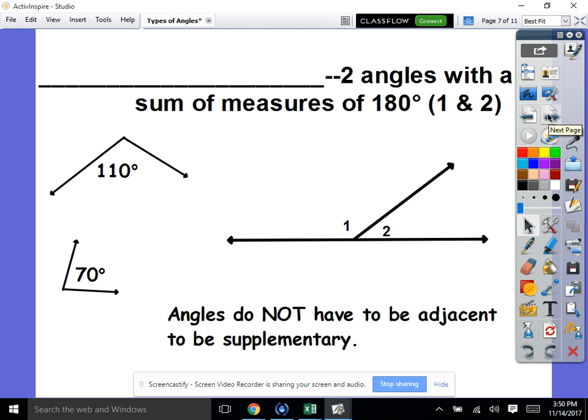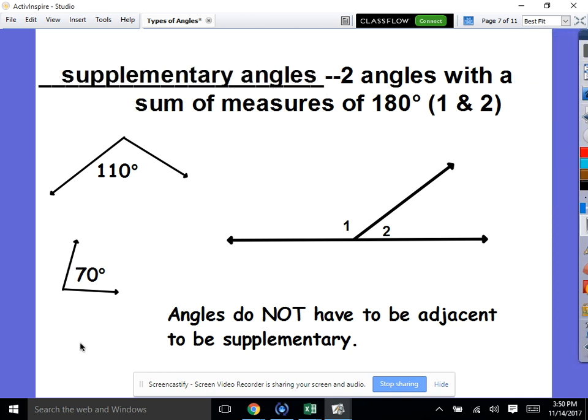Two angles with a sum of measures of 180 degrees are called supplementary. Now, you can see supplementary angles together form a straight angle. Angles 1 and 2 are supplementary, and their measures add up to 180 degrees. But you need to notice angles do not have to be adjacent to be supplementary, because a 110-degree angle plus a 70-degree angle equals 180. Those two angles are supplementary.